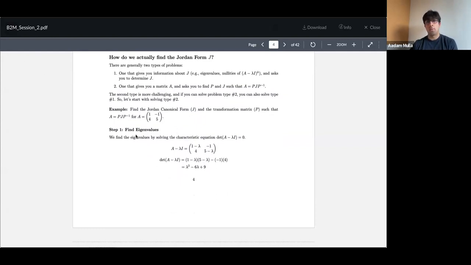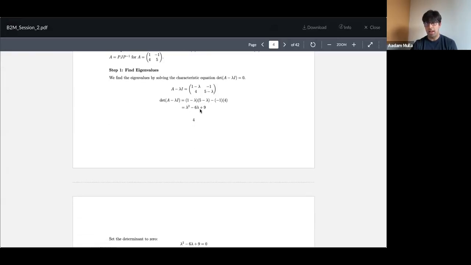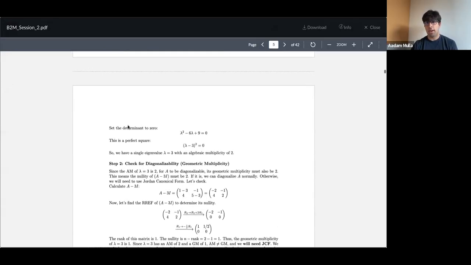Okay, so step one is just like normal. We need to find eigenvalues. So we solve determinant of A minus lambda I equals 0. And we get this for our characteristic polynomial. Okay, then we go down, we factor it, and we see that this is our equation, and we solve lambda equals 3 with algebraic multiplicity of 2.